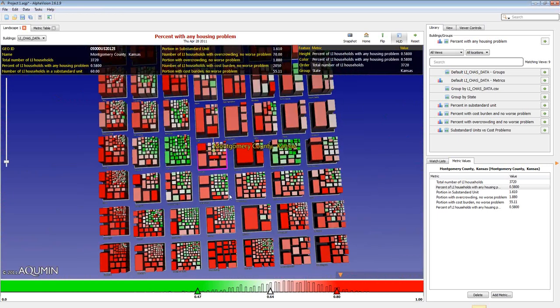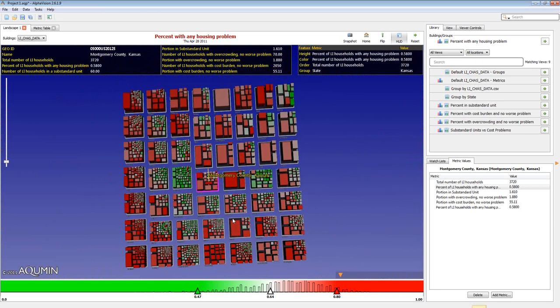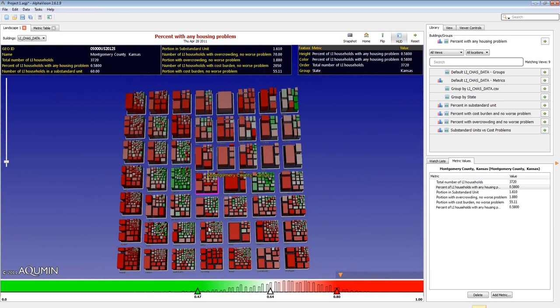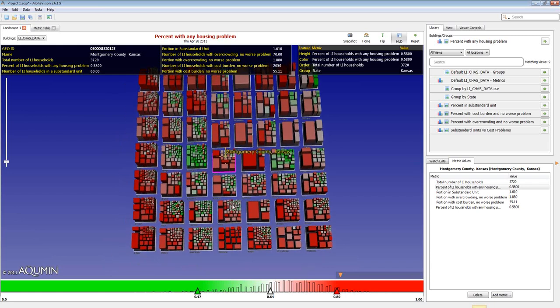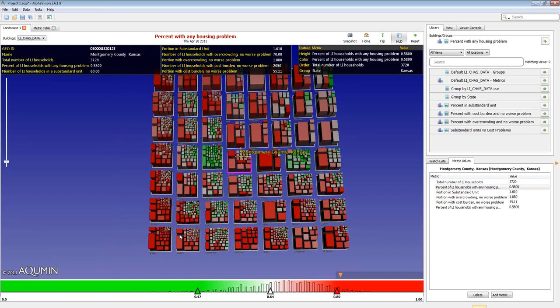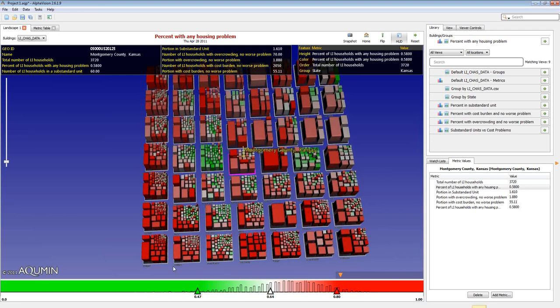So let's zoom out and look at the entire United States here. And first thing, of course, we can notice just by color alone is that in most states, most counties are reporting a relatively large portion of low-income households reporting some type of problem. We see some clear outliers, and let's look at those briefly.